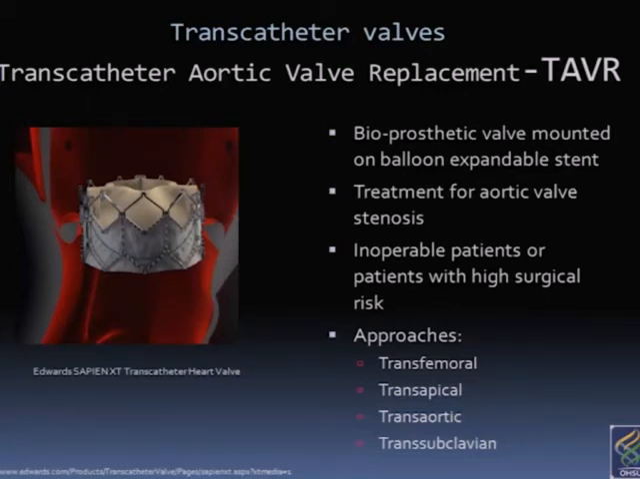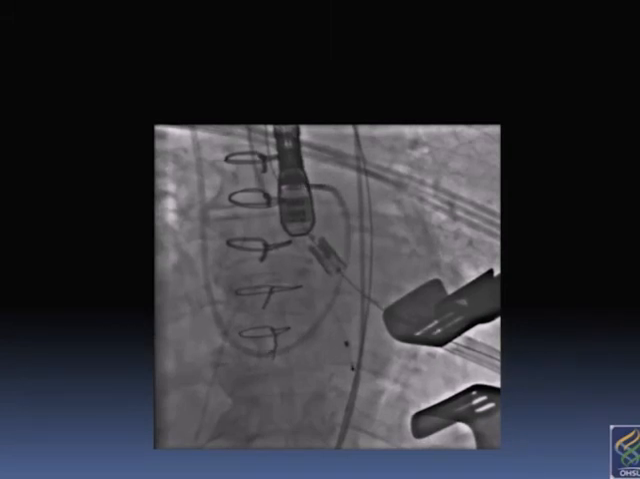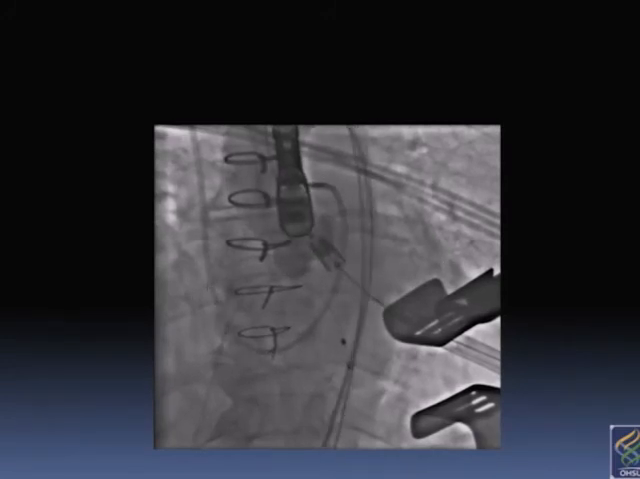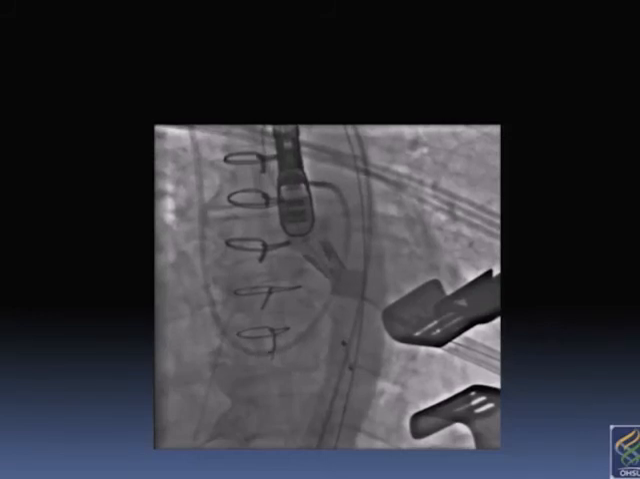These patients are usually patients with high surgical risk or are inoperable, at least at the current time, under FDA approval. And this is a placement video. You notice the rib spreader, so this is a patient who received his valve with the transapical approach. There is a transesophageal echo probe in the back, and the balloon is inflated, and the valve is placed in position and will remain there.